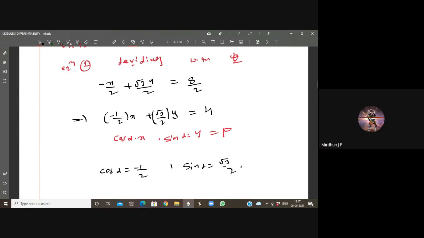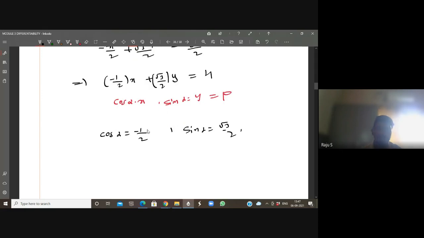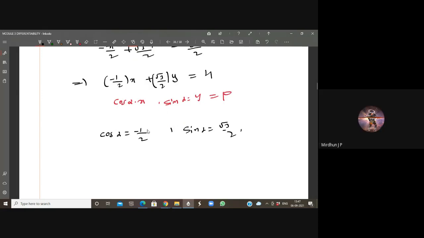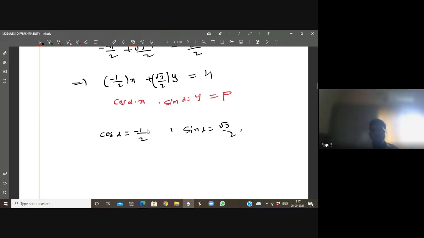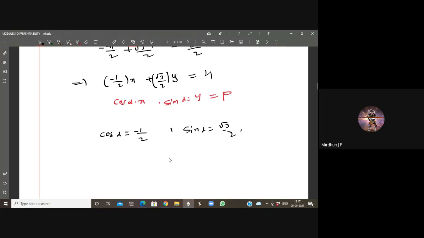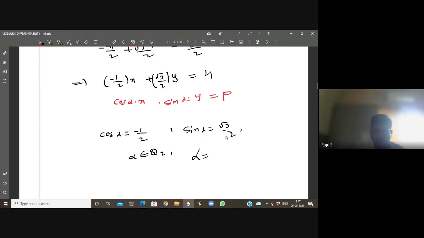150 degrees, sir. Cos is negative, sin is positive, in which quadrant? Second quadrant, sir. Second quadrant, what is the alpha then? For what value of alpha will both be equal? Sir, that only, 150 degrees, sir. Alpha is equal to 150. 150, how can you write? 5 into pi by 6.